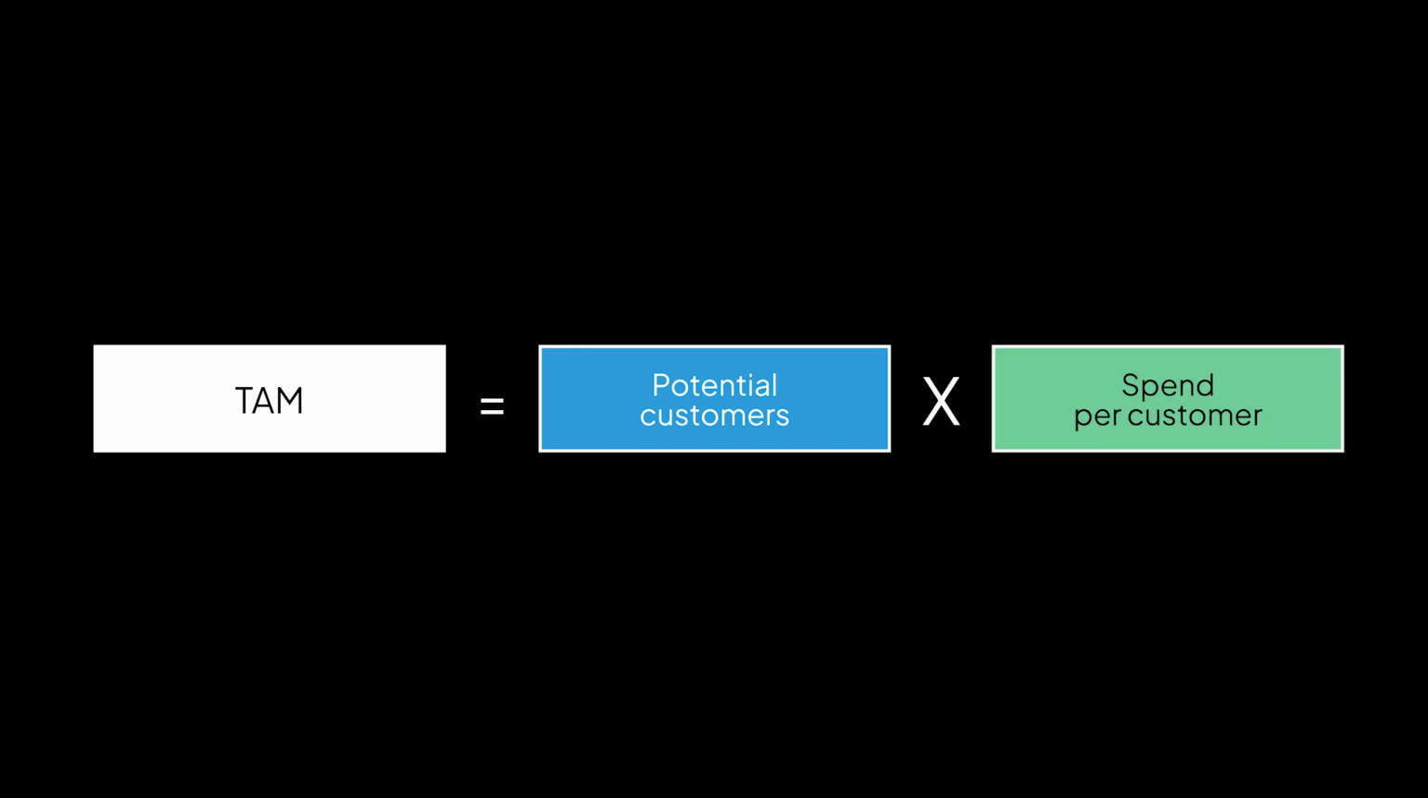Your TAM is the number of potential customers you could potentially have in a realistic universe, times the amount of money that each of those customers could potentially spend. Let's look at an example.